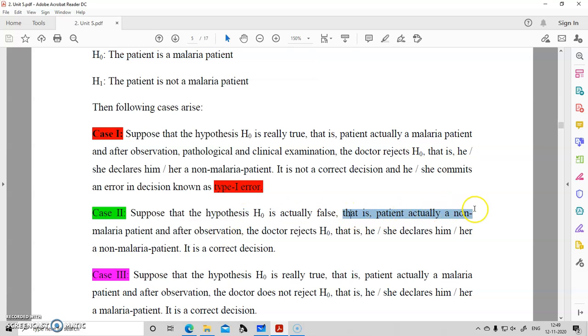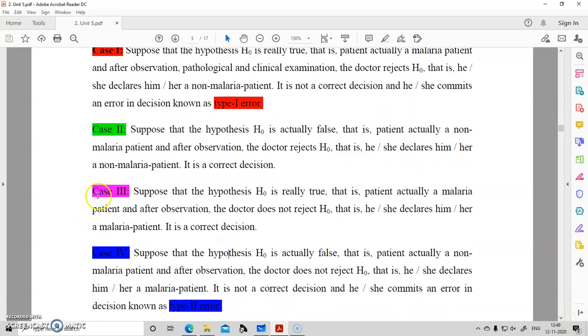Then the patient is actually a non-malaria patient, and after observations, the doctor does the pathological test and clinical test, and the doctor rejects H naught. He is rejecting that the patient is a malaria patient. That is, the doctor declares that he is a non-malaria patient. The doctor says he does not have any malaria. So the decision taken by the doctor is a correct decision.